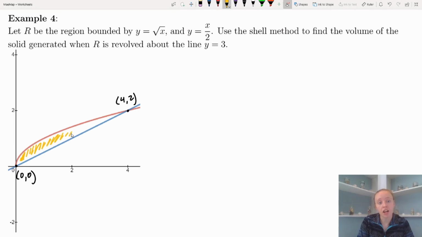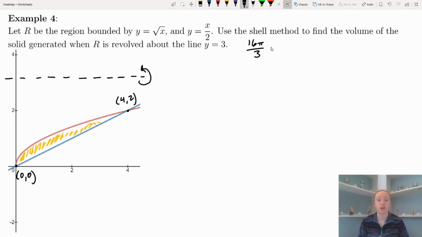And in this case, I'm going to be revolving around the line y equals 3. Now, this is the same exact example that I used on that previous worksheet where we did the disk method. We did the disk method revolving around the line y equals 3. And our answer, I'll go ahead and write it out, because when we go to integrate, it'll be a great double check. We should get 16 pi over 3 as our answer.